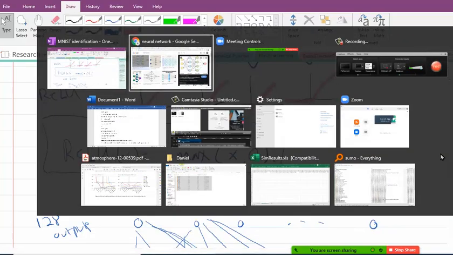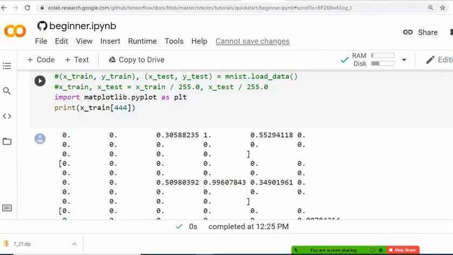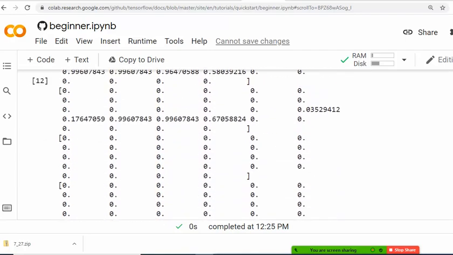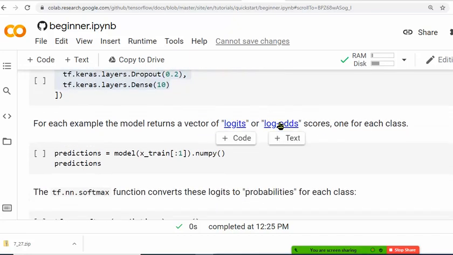All right, so let's see how this works. Let's go back to where we were, and see what it's going to do next. I've explained all of this. I didn't really explain dropout, but I did mention that it has to do with the training. Now, here it says, for each example, the model returns a vector of logits or log odds scores, one for each class. Now, there are 10 classes because there are 10 possible digits.